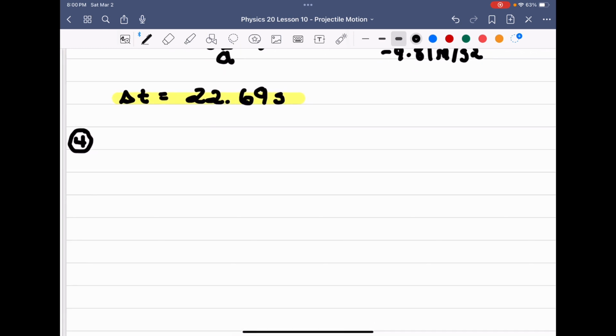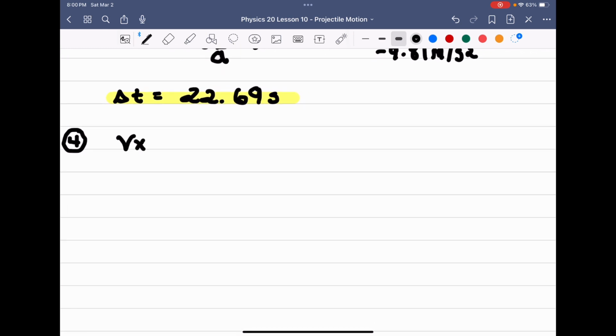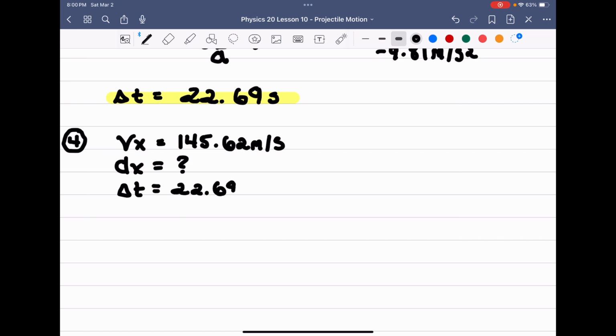Okay, now we go to our uniform motion equation. Vx is equal to dx over change in time. The dx is what we're looking for. The vx, just to make sure I have this specific value, was 145.62 meters per second. The displacement in the x, or the distance in the x, my apologies, is unknown. And then the time is 22.69 seconds.